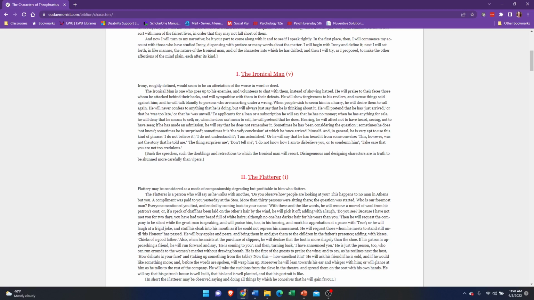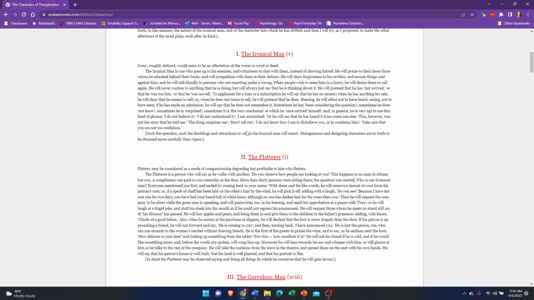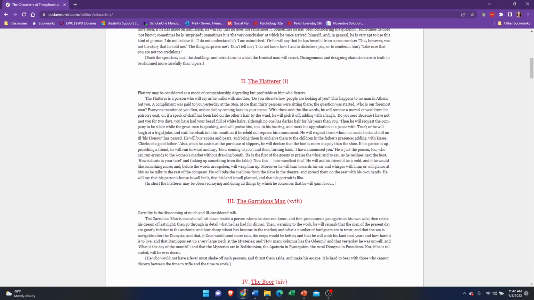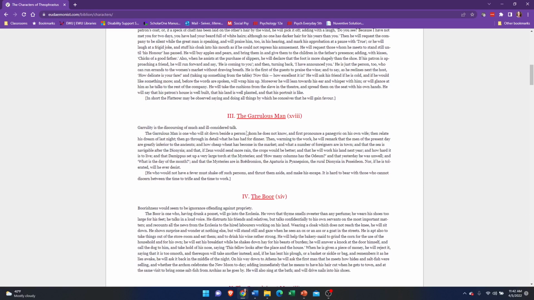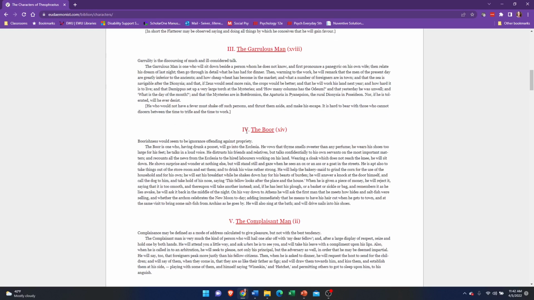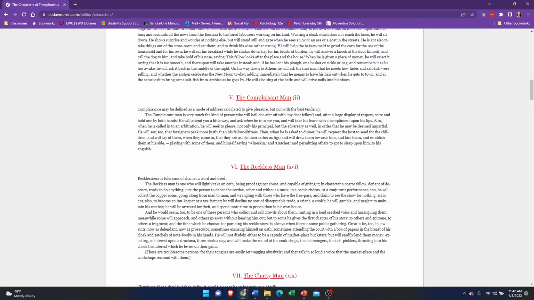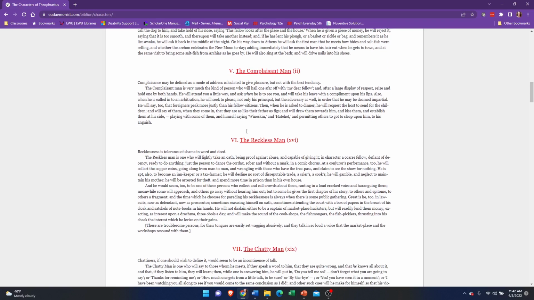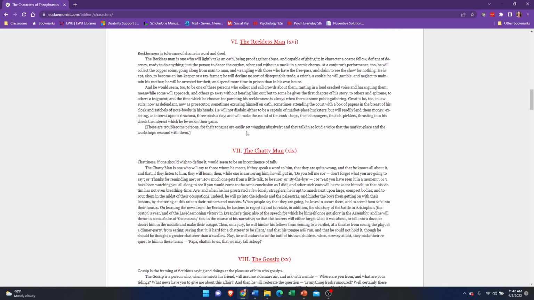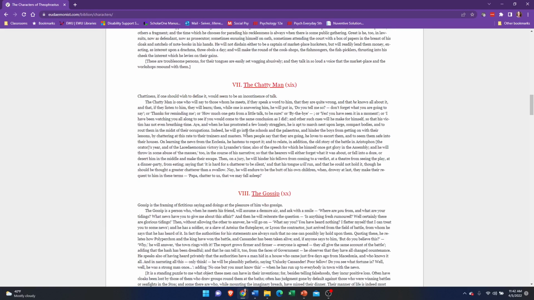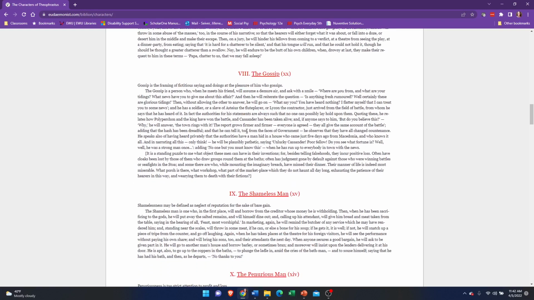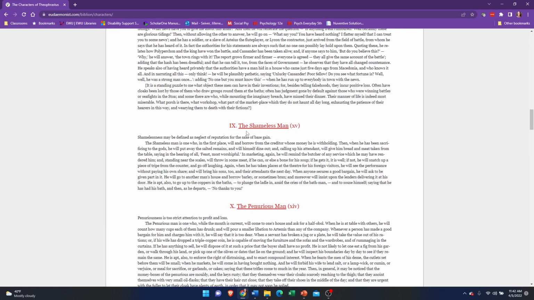So the ironical man would have certain characteristics that would go along with being an ironical man, or the flatterer, or the garrulous man. That means a person who talks a lot. The boor, who offends people. The complacent man, who's calculated to give pleasure but not with the best tendencies. The reckless man. The chatty man, which for some reason is different from the garrulous man, but okay, let's go on. The gossip, again, couldn't that be under garrulousness, right? Because you're talking a lot, but it's, I guess, the topic of what you're saying.